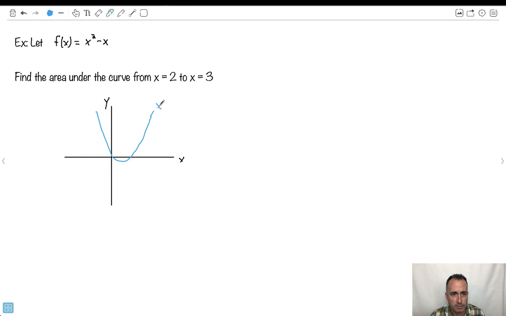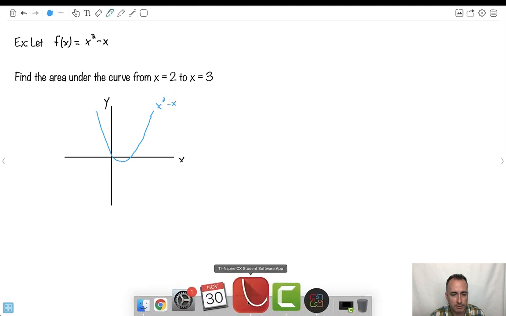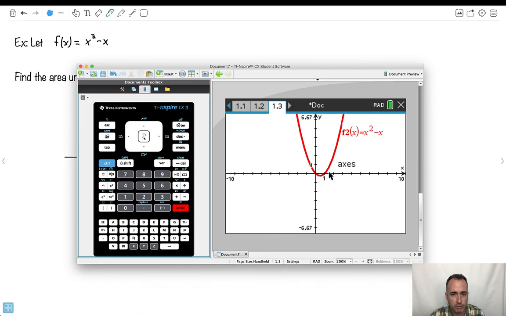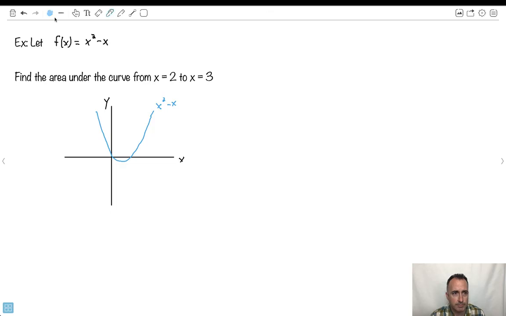So this will be x squared minus x. Now I'm doing it from 2 to 3. So from 2 to 3 here. So there to there. We'll just say that's 2, we'll say that's 3 here. It doesn't have to be perfect, but something like this. I'm going to go from 2 to 3. I just like to see what I'm actually doing here. So here's what I'm attempting to find the area of. So how do I do that?